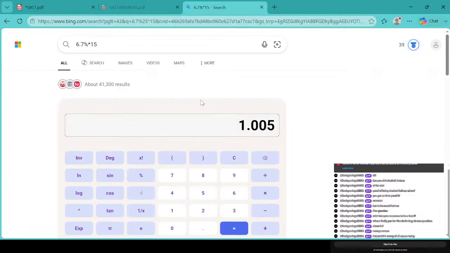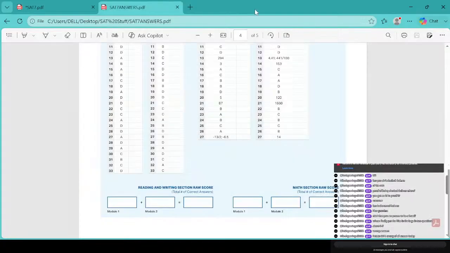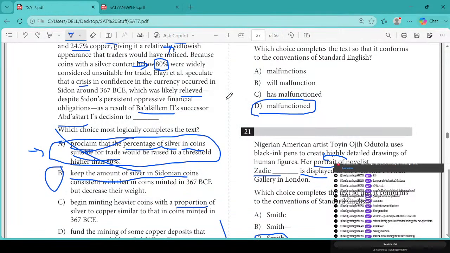6.7% of 15 is 1, by the way. So your guess is wrong, chat.